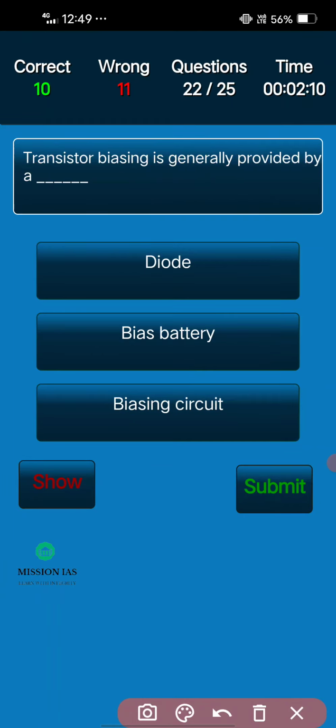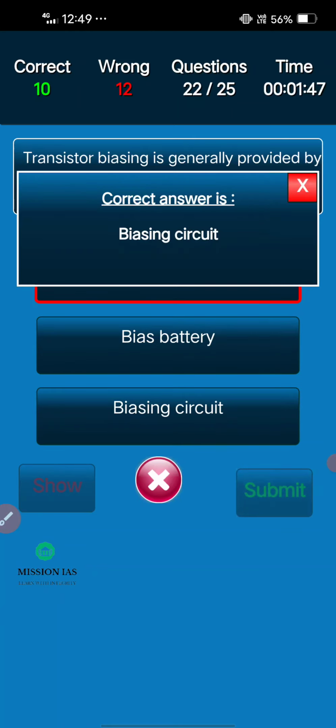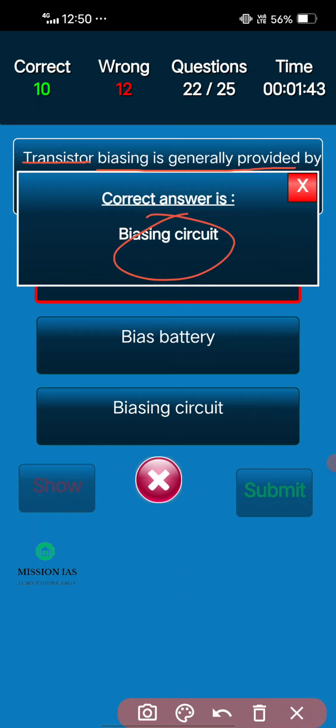So then, next question here in front of you: transistor biasing is generally provided by a dash. So usually transistor biasing is generally provided by whom? Diode, biasing battery or biasing circuit? Transistor biasing is generally provided by what? It is usually the biasing circuit. Okay, so it is the biasing circuit, you have to keep in mind. The biasing circuit usually provides that.